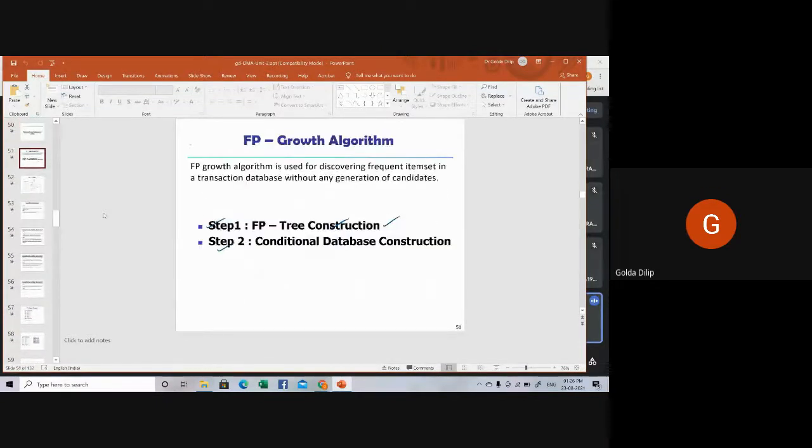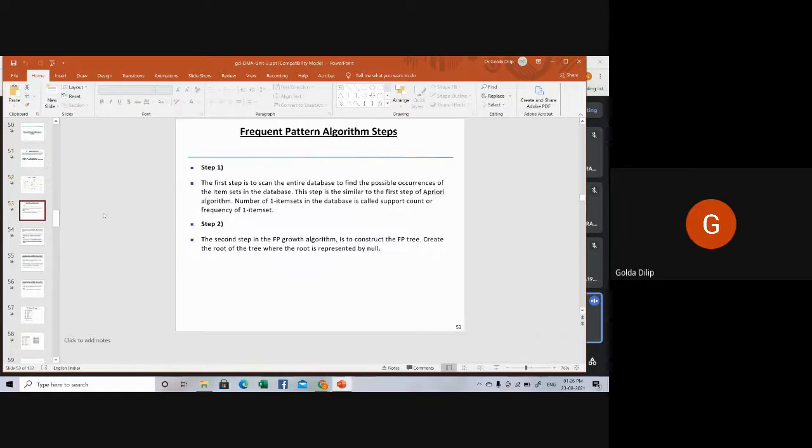See, these are the two steps we discussed in the previous class: FP tree construction and conditional database construction. First, you need to scan the entire database, something similar to Apriori. Then the second step is you need to construct the FP tree. The root will be represented by null.